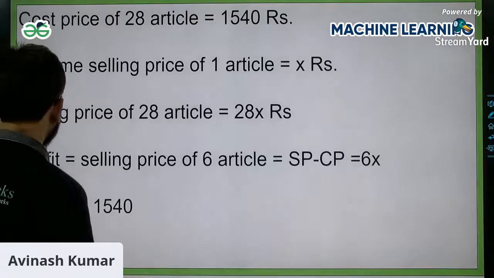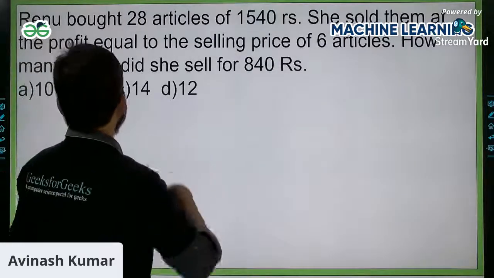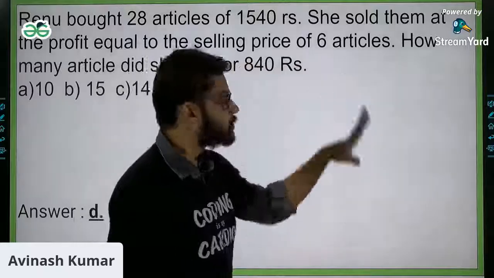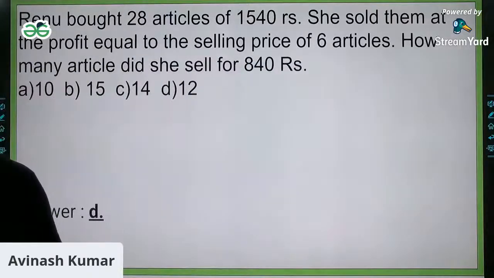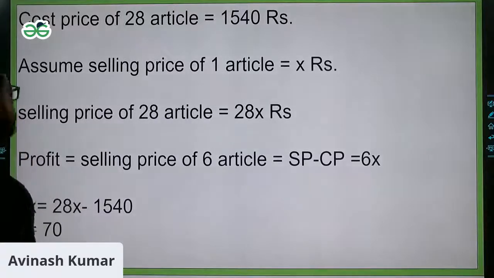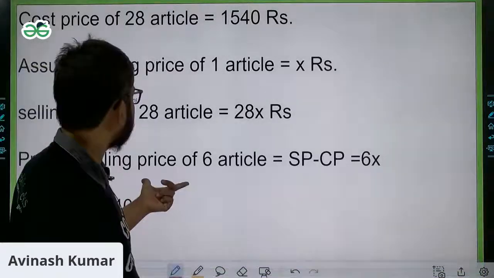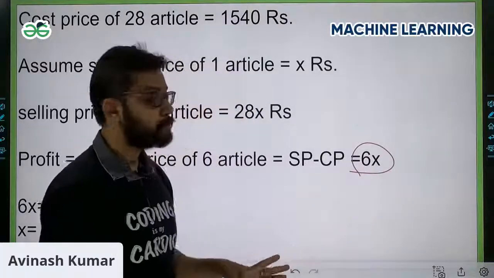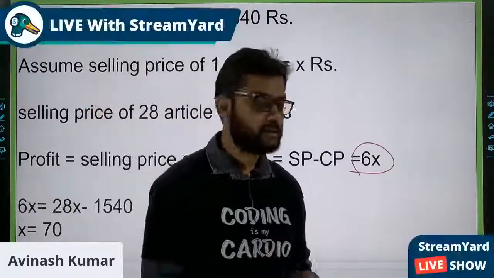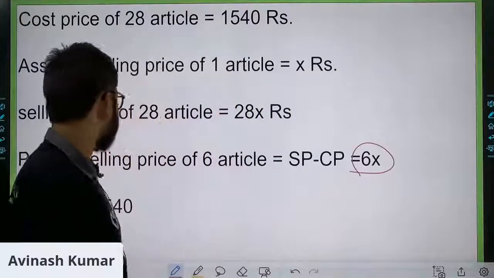As per the question, the profit is equal to the selling price of 6 articles. The profit is exactly the selling price of 6 articles, which is exactly equal to 6x, because we have assumed that the selling price of one article is x. So the selling price of 6 articles will be 6x.